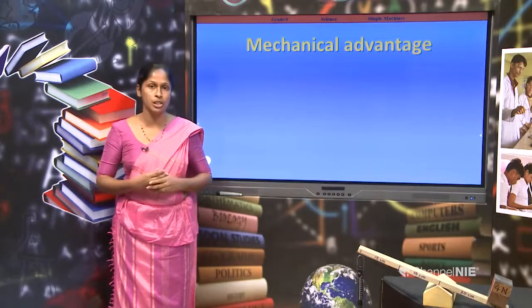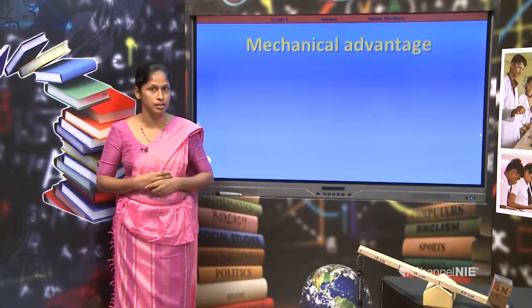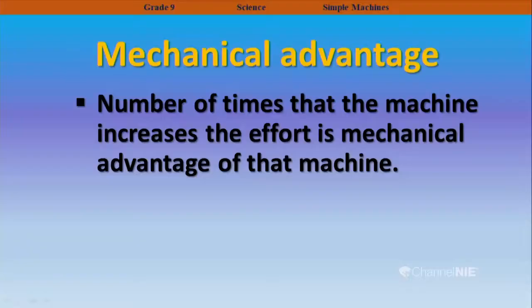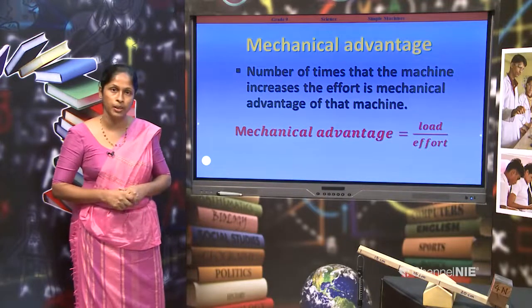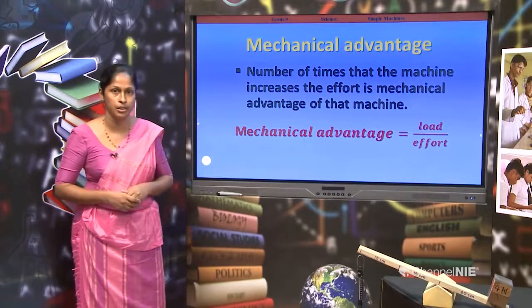Earlier I told you a machine can increase the force that we exert. How much can a machine increase the force? That can be calculated. That is called mechanical advantage. Mechanical advantage can be defined as the number of times the machine increases the force that we exert. It can be calculated using this equation: mechanical advantage equals load divided by effort.